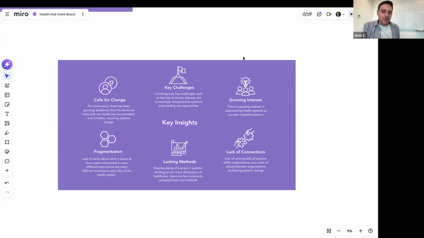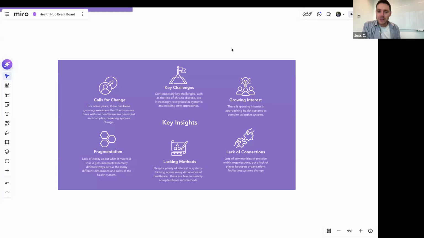Definitely across the board, you see this lack of connections between organizations. There's a lot of communities of practice out there, and there must be thousands of communities of practice across all healthcare systems and different organizations. How connected are they? Is there a place you can go if you want to join the community of practice for all of this? So there's a lack of connection between all these different interest groups and communities.